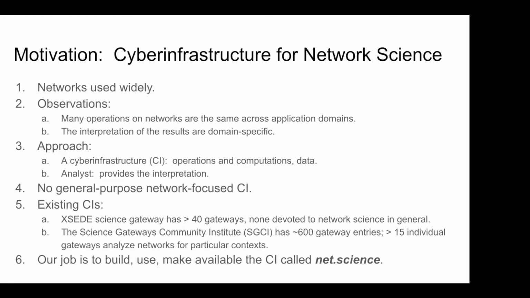So the motivation for the cyber infrastructure, as we just saw in the previous slide, is the wide use of networks. The second aspect is a couple of observations: many operations on networks are common across application domains. For example, computing the number of connected components in a graph can be done without regard for what the domain is, and then it's the analyst who interprets the results for the specific domain of interest. So that's our general approach for this project: we want to build a general purpose cyber infrastructure for network science.